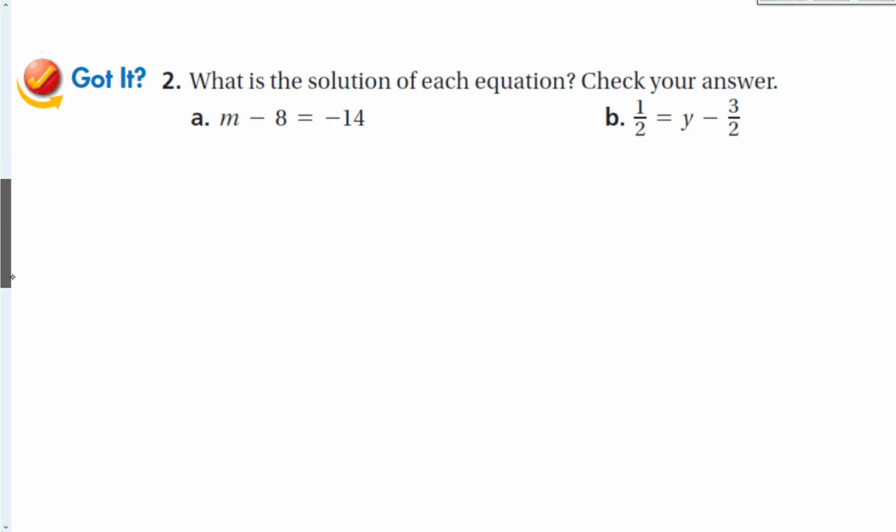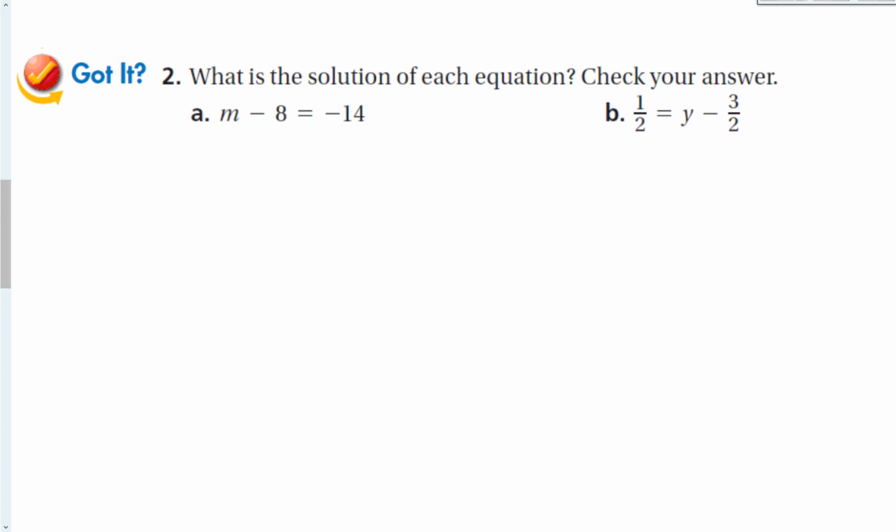Okay? Let's try some Gotta problems. Okay? Well, the first one, part A, looks pretty straightforward. All we have to do is add 8 to both sides. That gives me m by itself. Bring down the equal sign, and negative 14 plus 8 is negative 6.